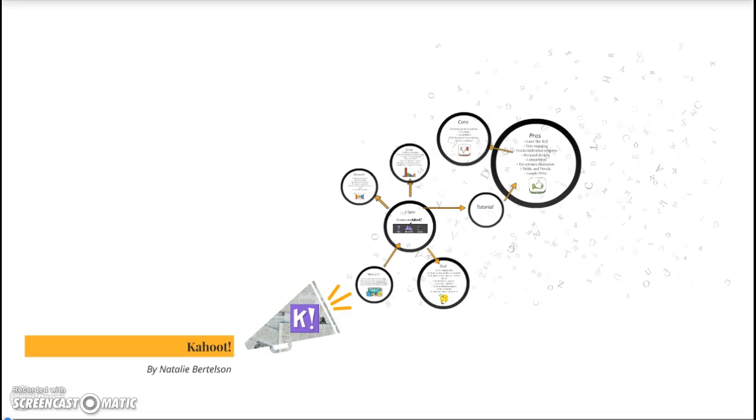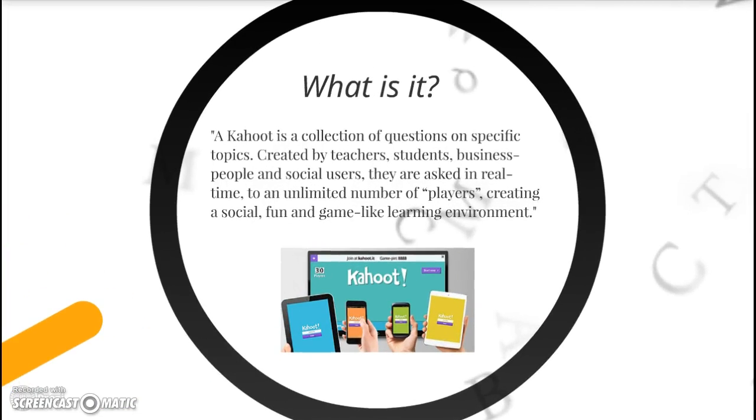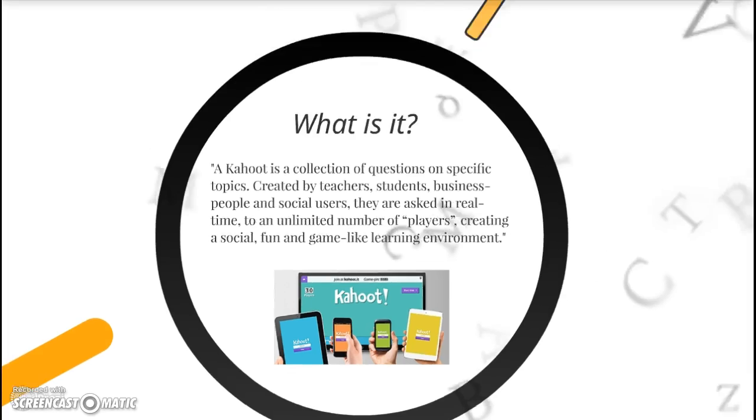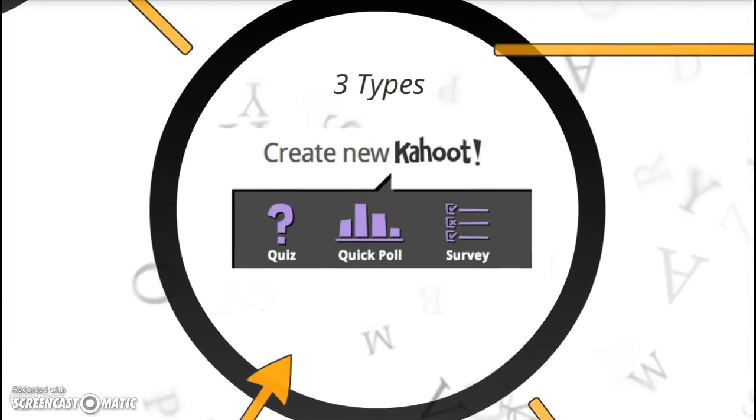Let's begin. To get started, let's define what Kahoot is. Kahoot is a collection of questions on specific topics created by teachers, students, business people, and social users. They are asked in real time to an unlimited number of players, creating a social, fun, and game-like learning environment. There are three different types of Kahoots: the quiz, the quick poll, and the survey. Today we're going to take an in-depth look at each one of them.